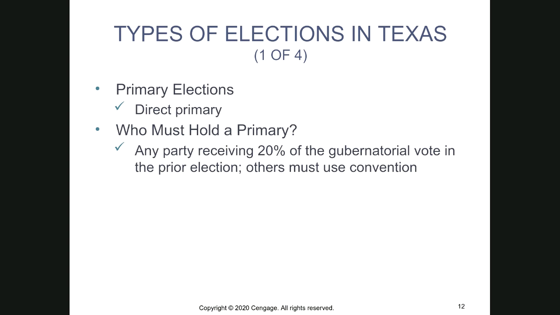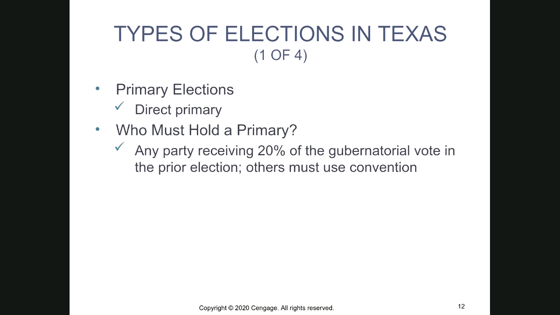Who has to hold a primary in Texas? Any party receiving 20% of the gubernatorial vote or more in the prior election, and the others must use a convention. So most of the primary's cost, where does it come from? Most of the primary's cost is going to come from the state treasury.